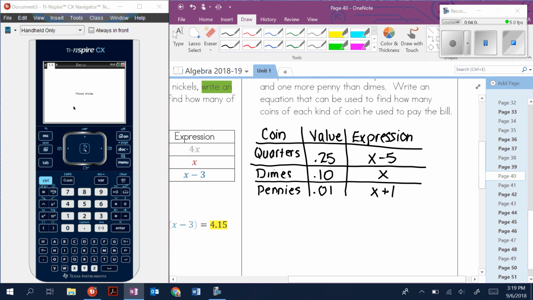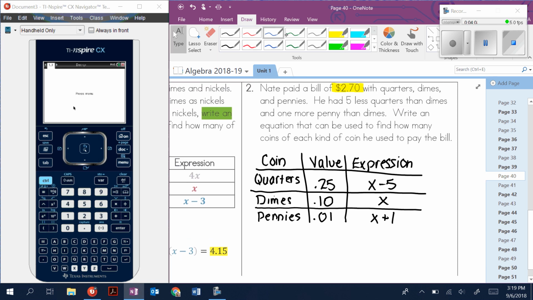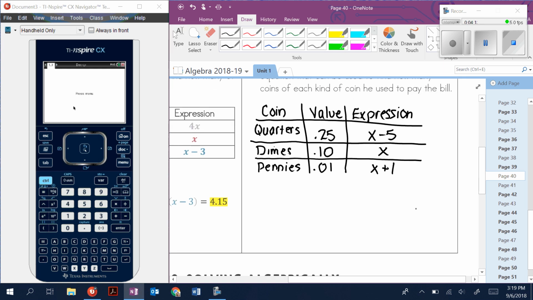Next, we need to write an equation that can be used to find how to pay the bill. Well, we know that there's a total of how much money? $2.70. Yes, that's right. So something has to equal $2.70. We're going to do the same thing that we did with the first example.